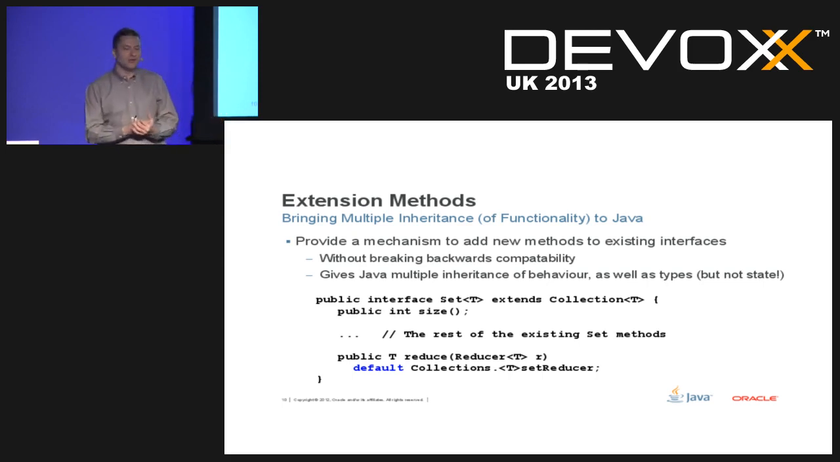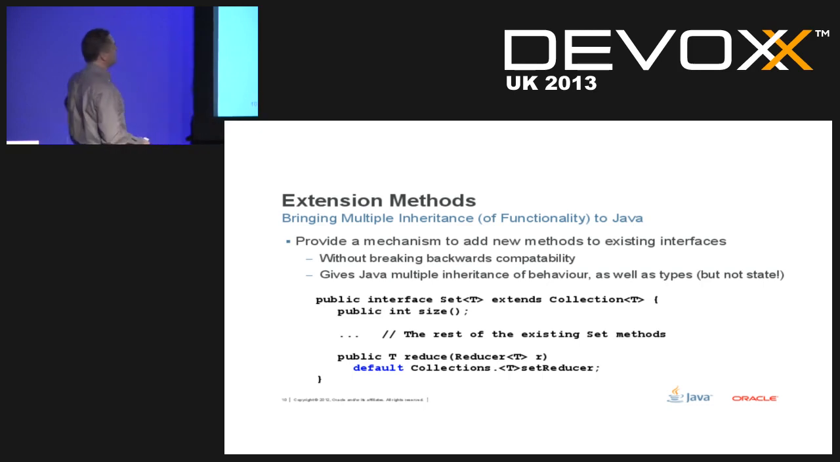So we need to make sure that if we add new methods to an interface, it's not suddenly going to break the fact that older compiled code doesn't contain those methods. So when the JVM tries to resolve the method and tries to call it, if it hasn't been implemented, then it's going to break and you get a runtime exception.